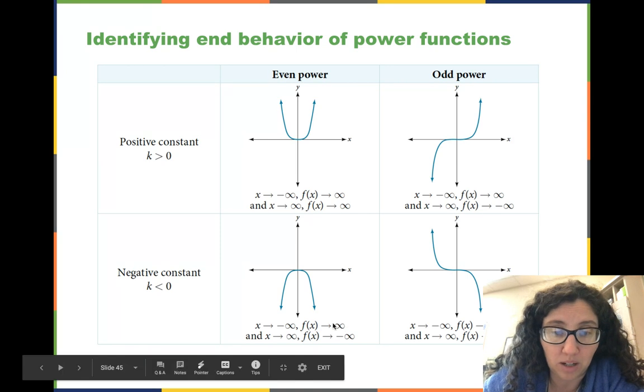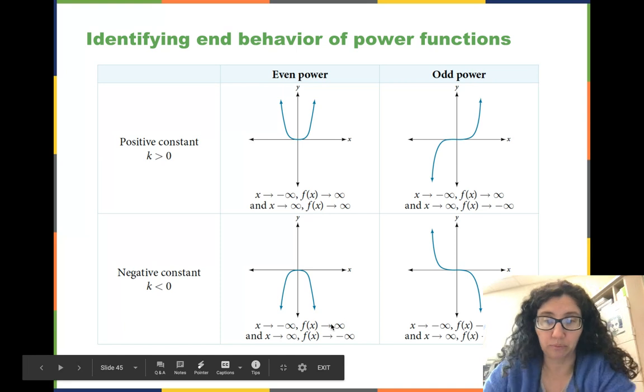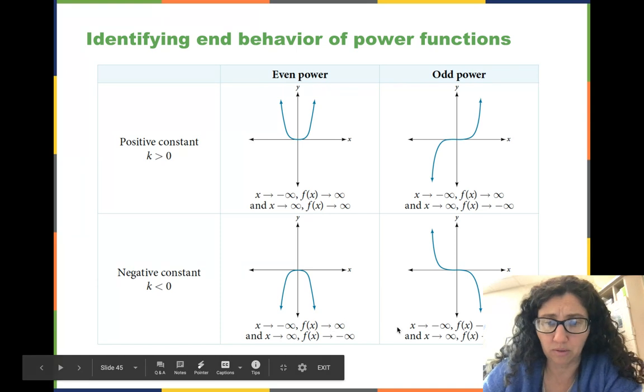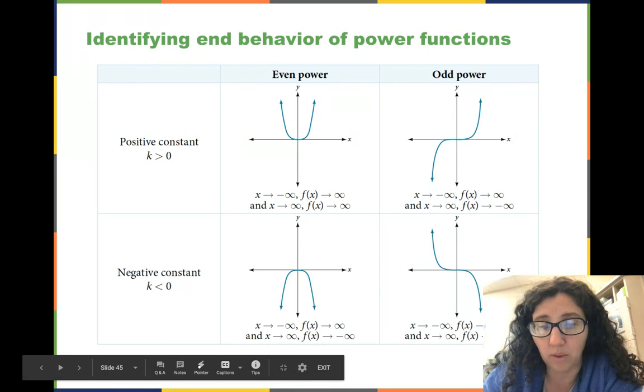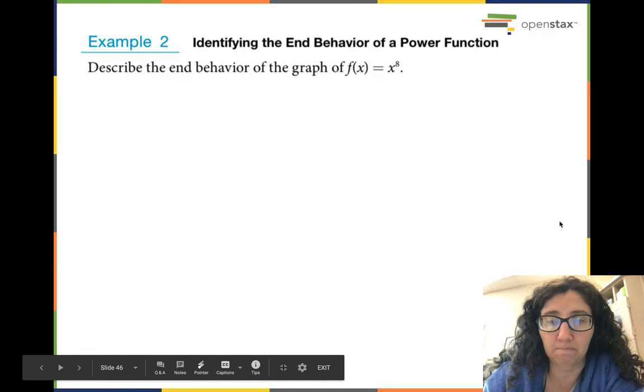That should be a negative right there. That's not right. These are flipped. And as x approaches infinity, f of x approaches -infinity, right? It should approach -infinity on both sides, so that's a mistake. And as x approaches -infinity, f of x approaches positive infinity, so this should be a positive right there. So this is also incorrect. And as x approaches infinity, f of x approaches -infinity. So sorry about the mistake on this slide.